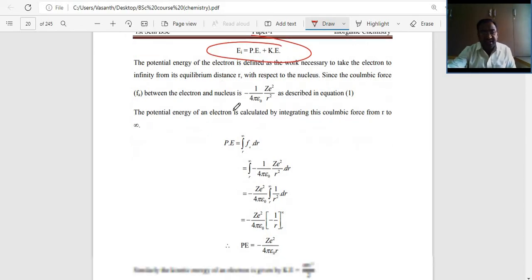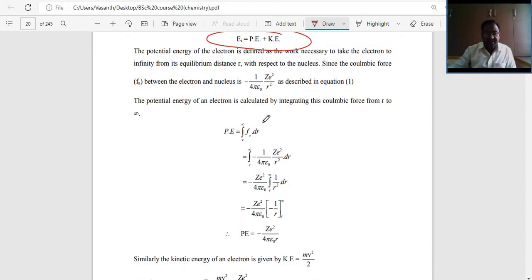The potential energy is the integration of this force of attraction into dr. We know that Fa value is 1 by 4 pi epsilon naught Z e square by r square into dr. We are just going to take Z e square by 4 pi epsilon naught outside, because the variable is dr only, that's why 1 by r square.